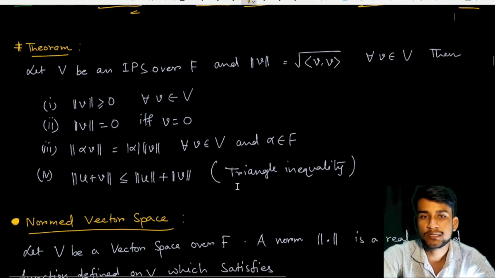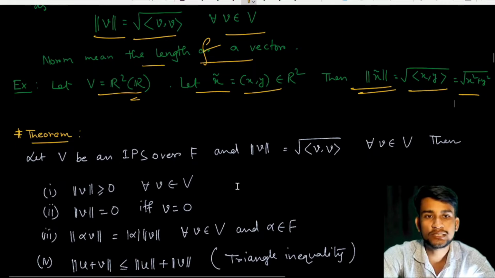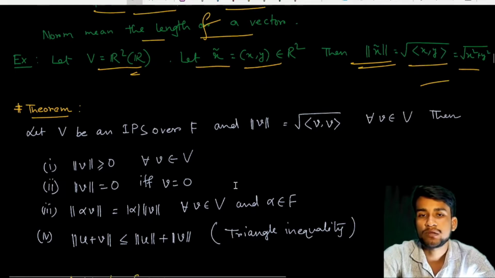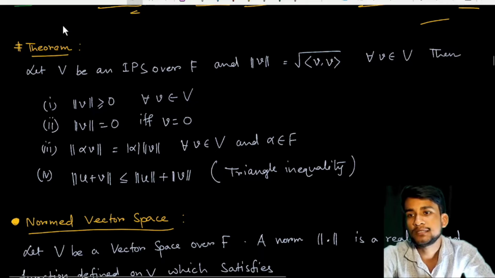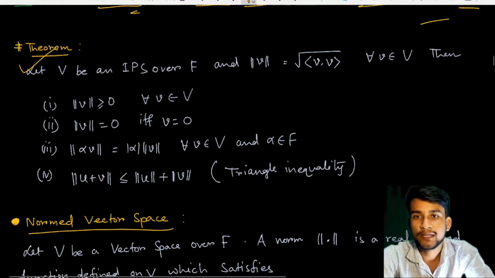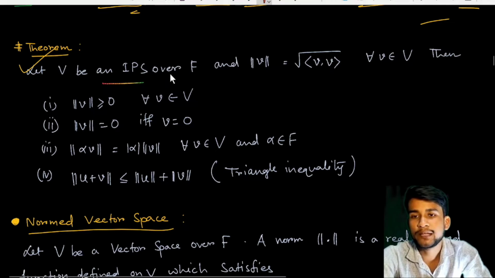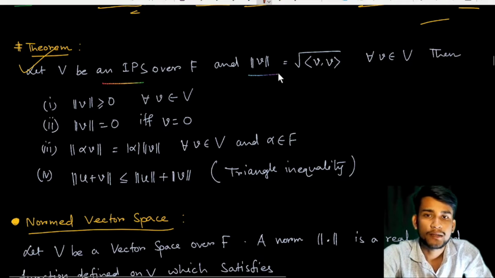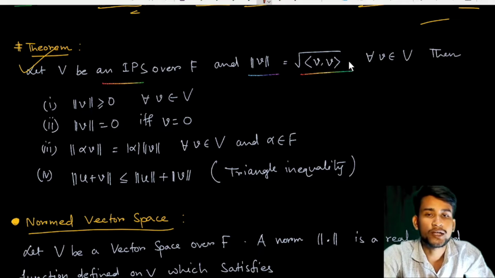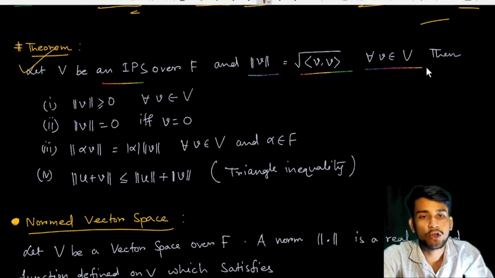Now let us come to a theorem. So this is the formula. The theorem is: let V be an inner product space over F, and let the norm be equal to the root of the inner product of v and v, for all v belonging to V.